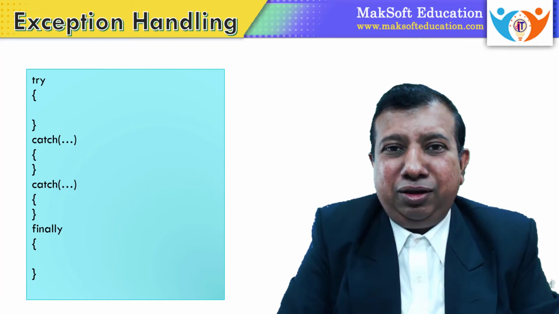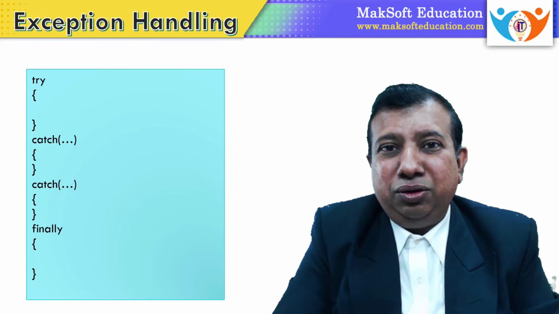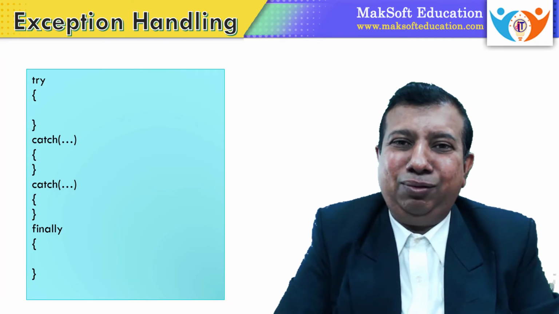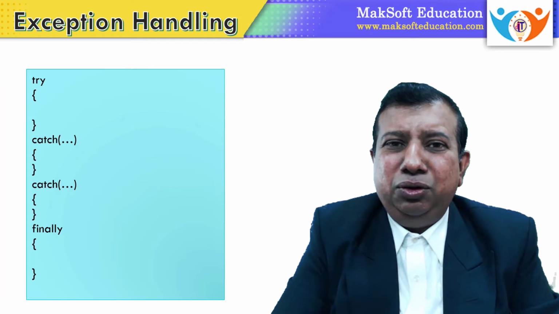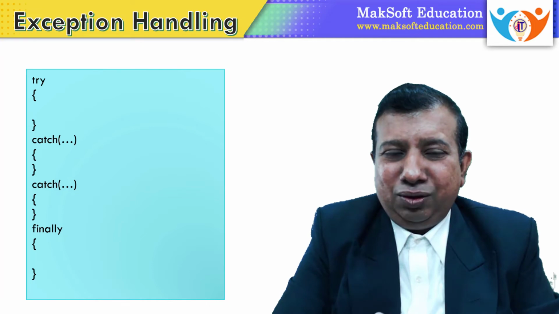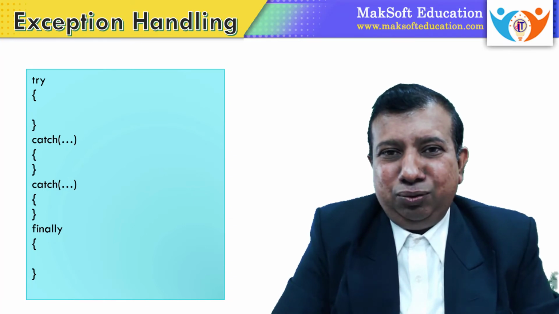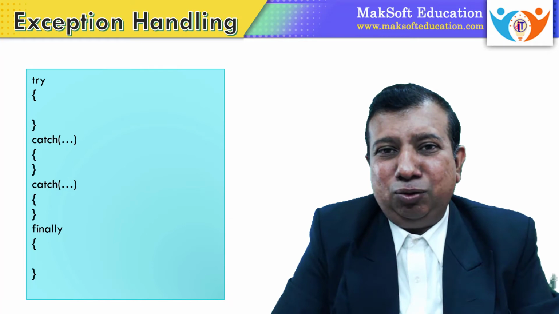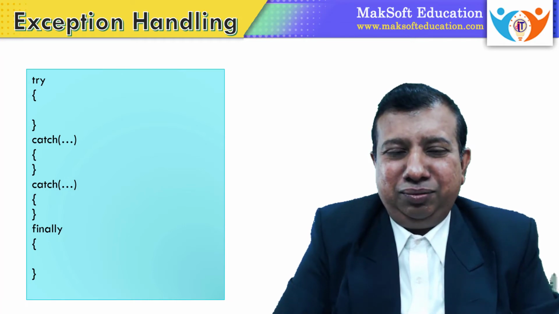When the try block executes successfully, the cursor will directly jump to the finally block and the statements in the finally block will execute. If the try block doesn't execute successfully, one of the catch blocks will execute and then the finally block will execute. That means whatever statements you write in a finally block will execute in any case, whether the exception occurs or not, whether it is handled or not. The finally block will be executed.